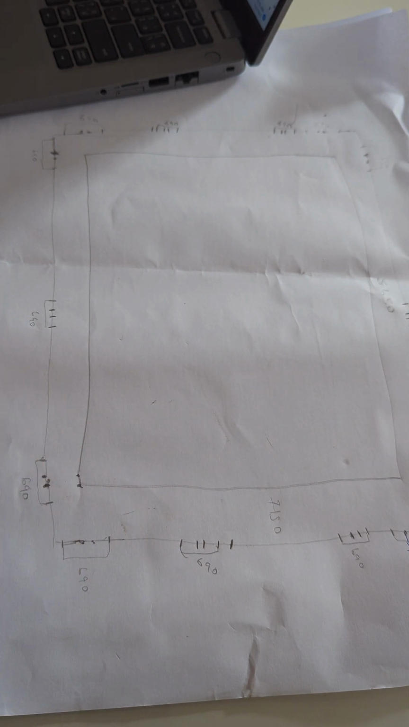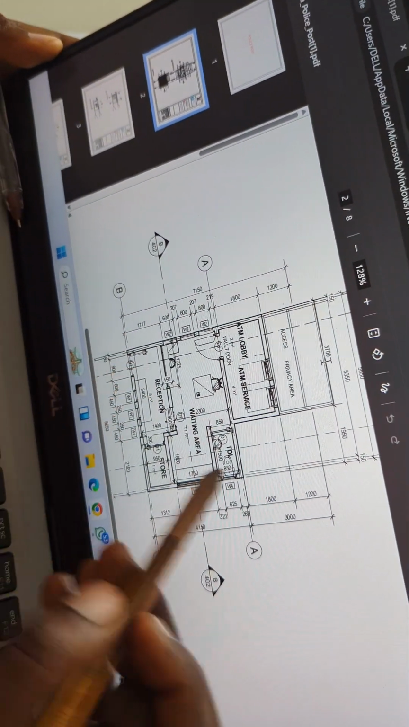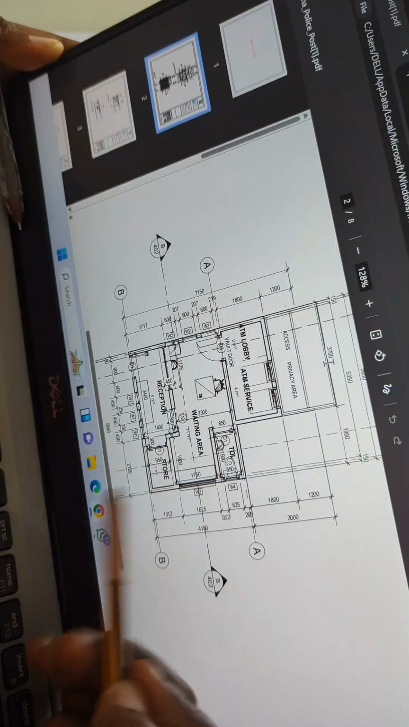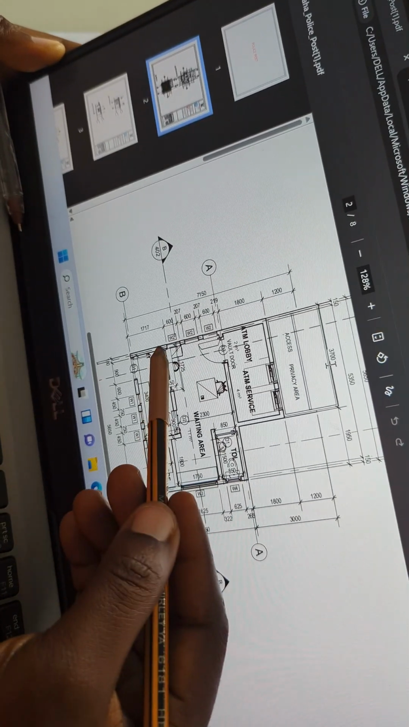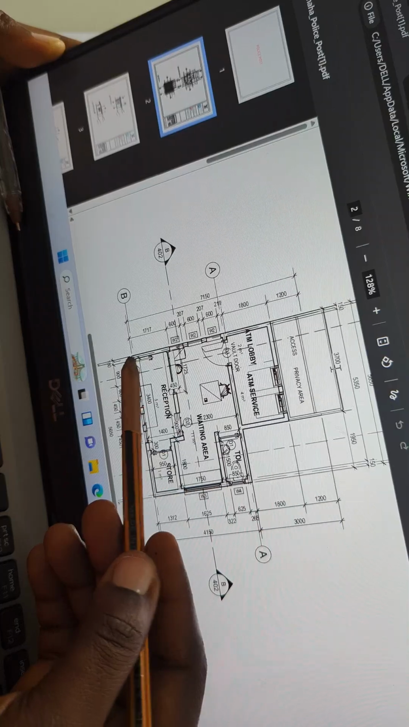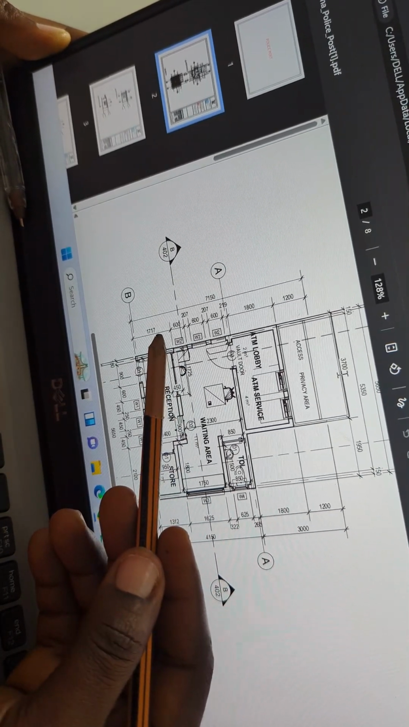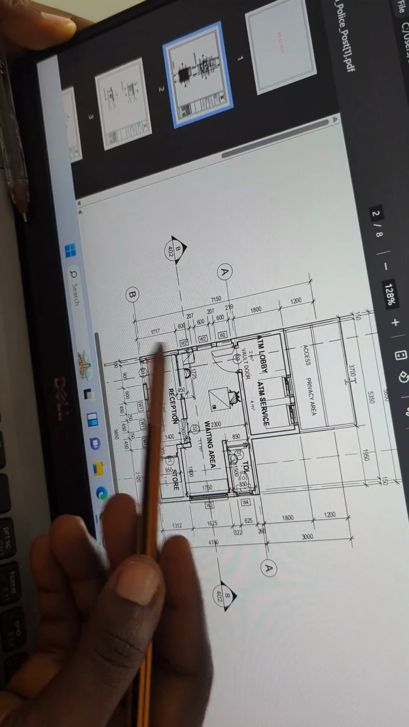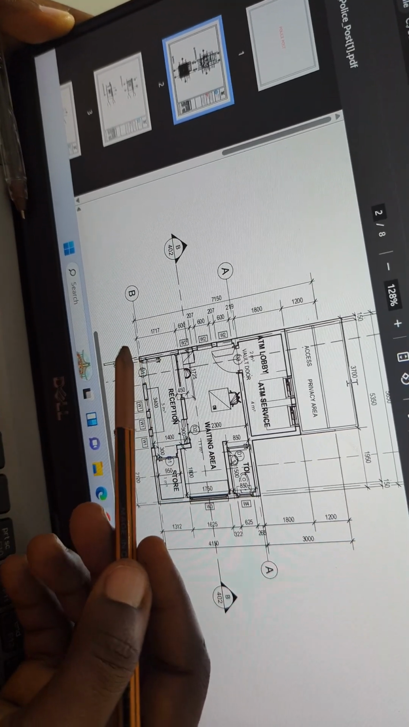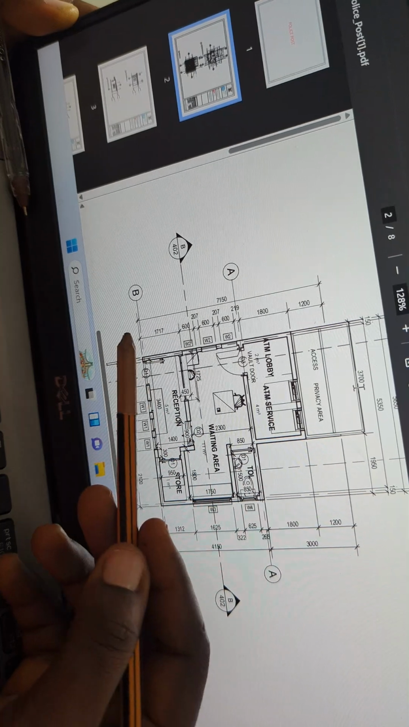Now let's do the same thing to the dimension at this side. I mean this wall. We've taken this wall, we've taken this wall, we have this wall, so we don't have this wall. Now if you look at the dimension of this wall from out to out, we have it as 1717. Everything is in mm, please. So this is 1717 from out to out.